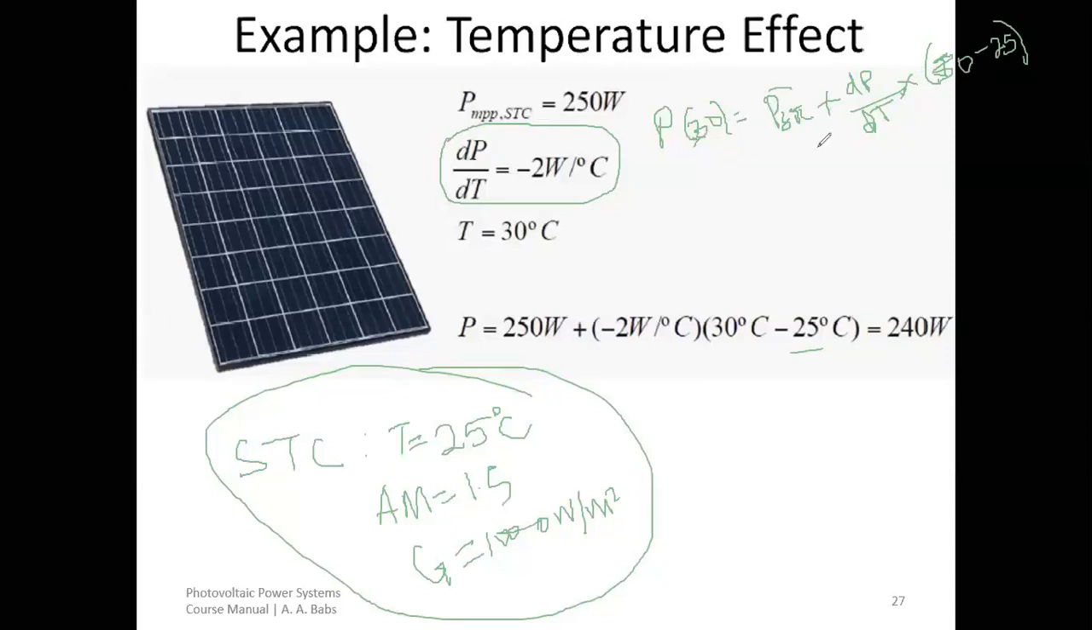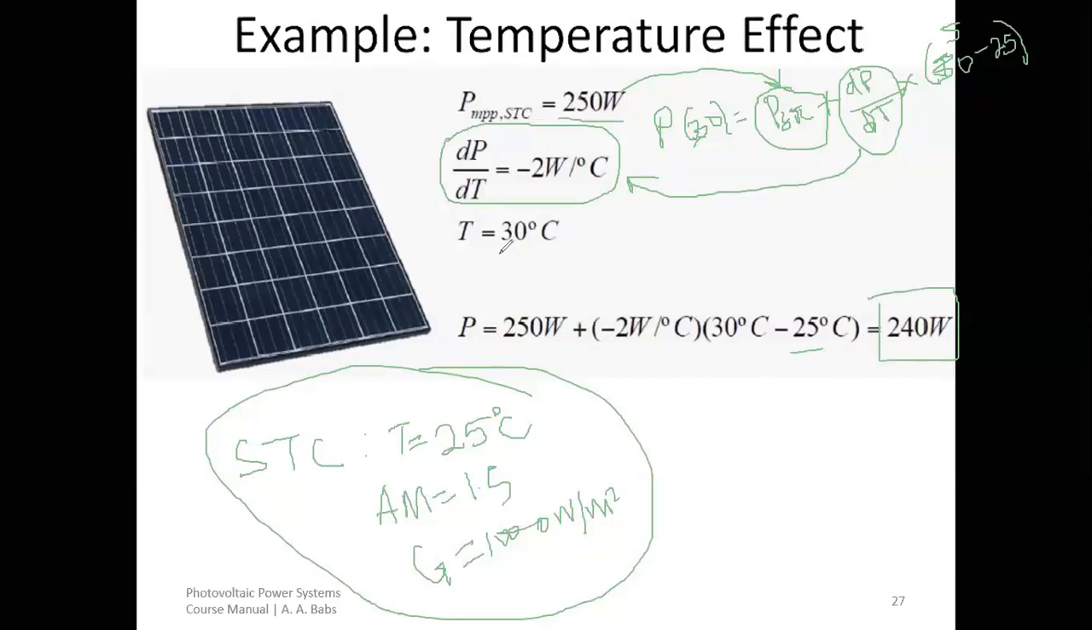Also, power at standard test condition has been given as 250. You just put 250 here. The PDT has been given to us as minus 2 watts per degree Celsius, you put that here. 30 minus 25 is here, this becomes 5. So if you carry out the arithmetic operations there, you will obtain power at 30 degrees Celsius to be equal to 240 watts. What did you observe here? You will find out that the power has dropped from 250 watts to 240 watts when the temperature increased.